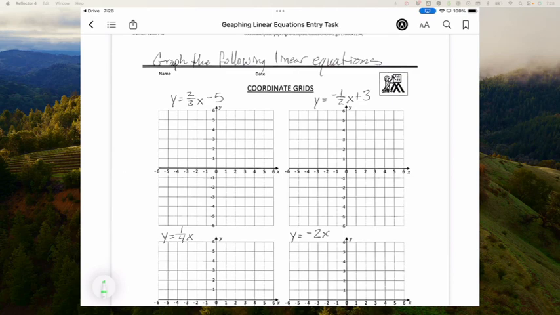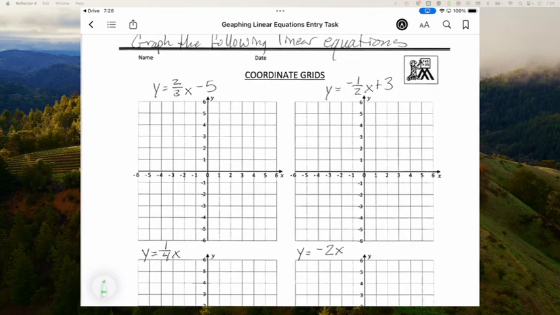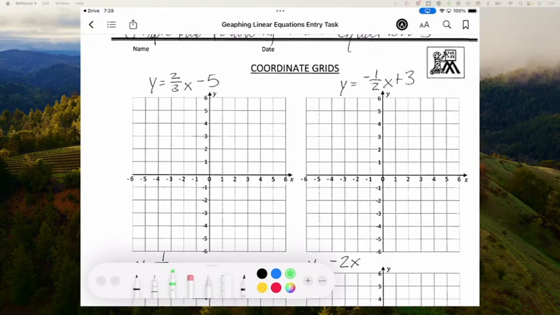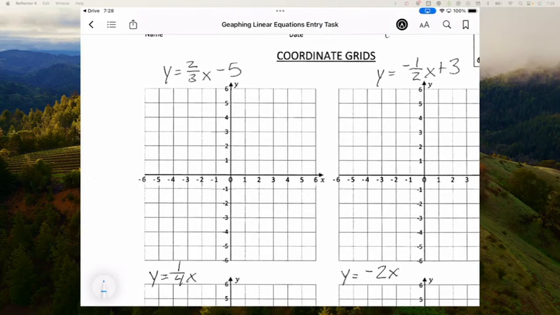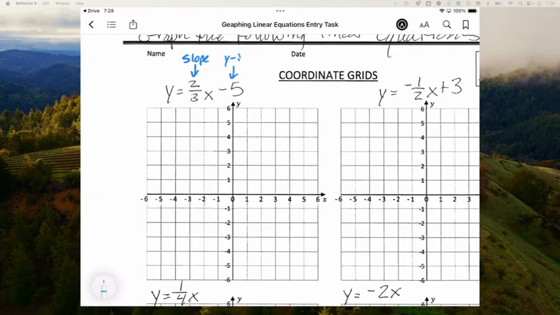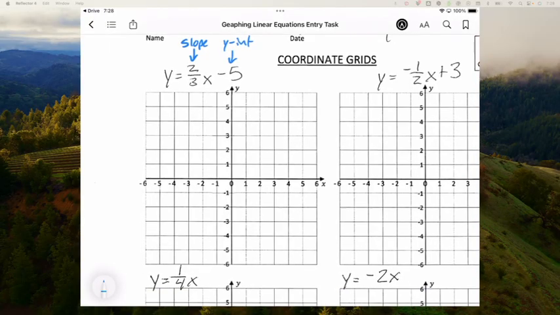So for this entry task, we are asked to graph the following linear equations. And so we need to remember that when we are graphing a linear equation, we begin at the end of the equation. And so what I mean by that is that this number here is our slope. That tells us where to go. And this number here is our y-intercept. That tells us where to start.